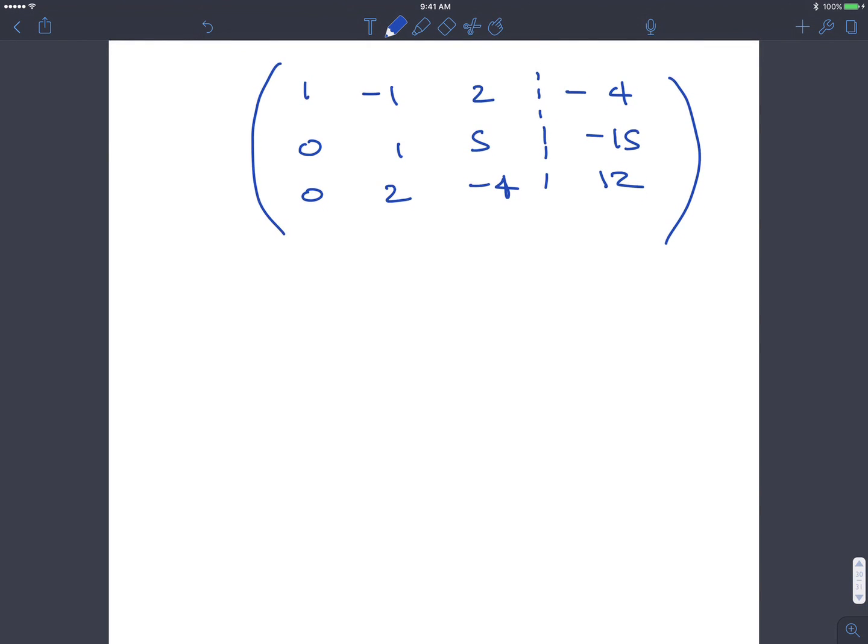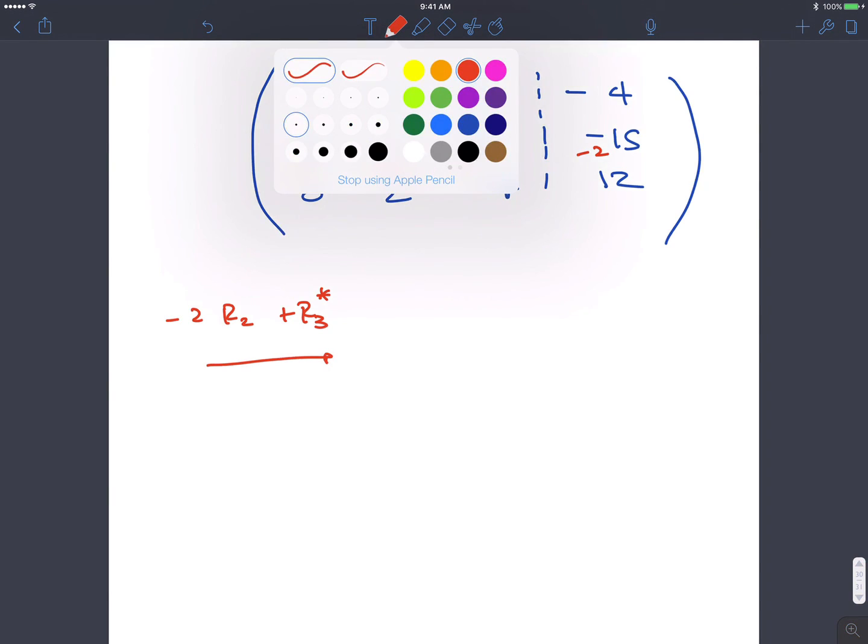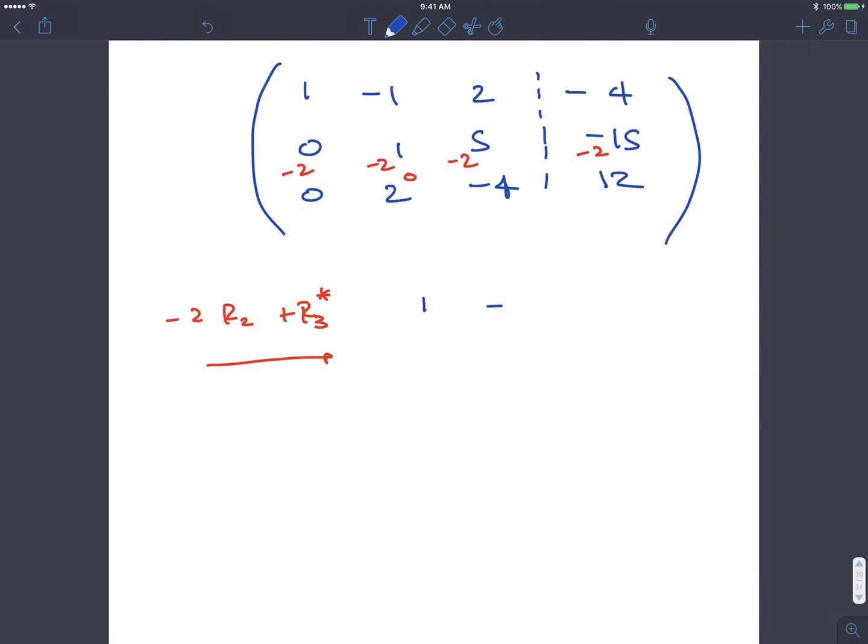So we want to get now a 0 in this particular entry here. We can do that by taking negative 2, multiplying it to row 2, and adding it to row 3. So negative 2 here times row 2. We're going to change row 3. Now what that means is row 1 and row 2 are the same. We just need a row 3.